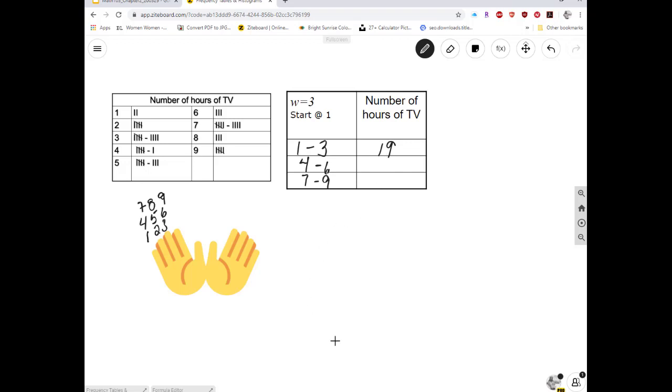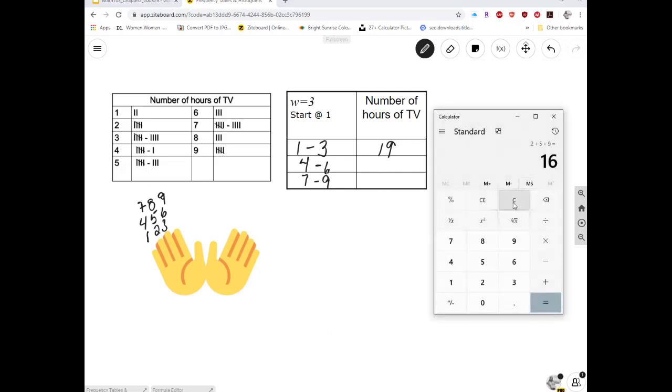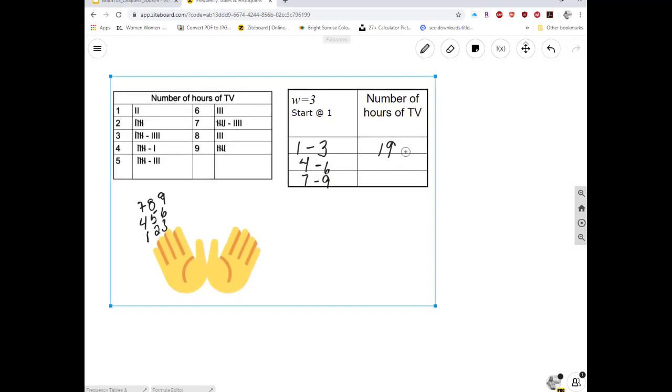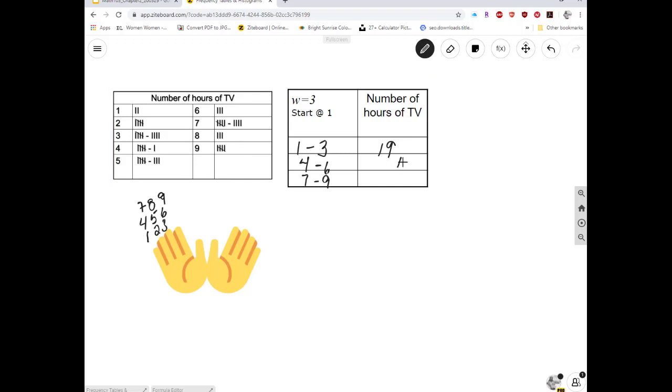Okay. For the next one, I'm going to do the same thing. Clear, clear, clear. And I'm going to look to see how many people watch TV 4 to 6 hours. So here I have 6 plus, okay. For 5 hours, I have 8 plus. And for 6 hours, I have 3 equals, and that is 17. So there are 17 people that watch television 4 to 6 hours, according to this data.